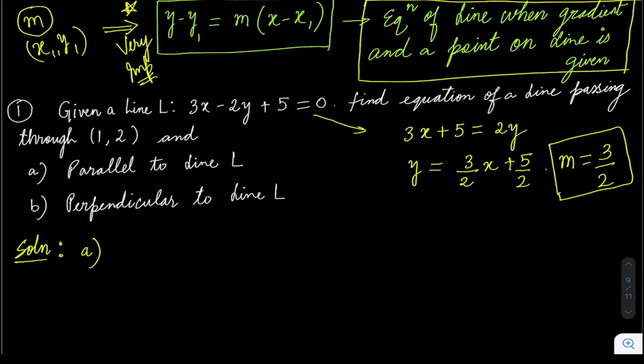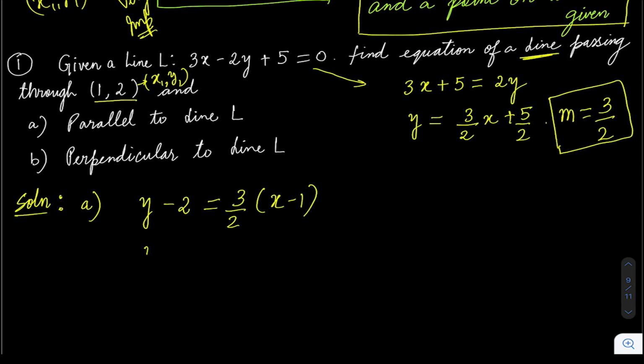If the gradient of the given line is 3 by 2, then obviously in the first case the lines are parallel, so the gradient will also be 3 by 2 for the line that we need to find. So I will use the formula directly: y minus y1 is equal to gradient into x minus x1. This is my x1, y1, a point on the line. This will give me my answer.